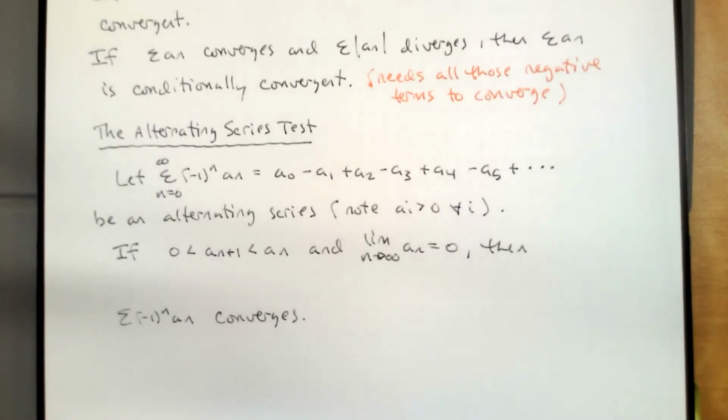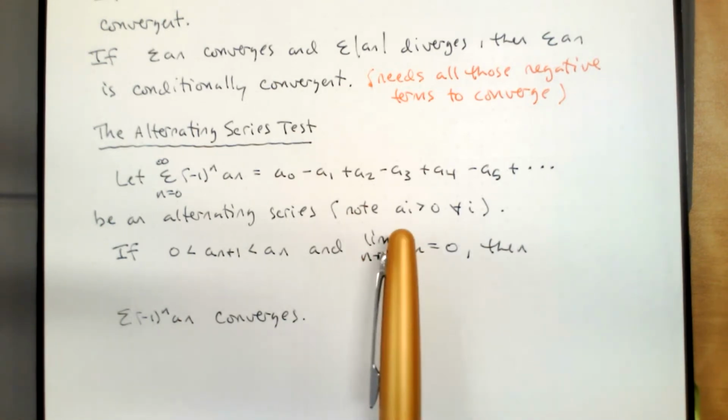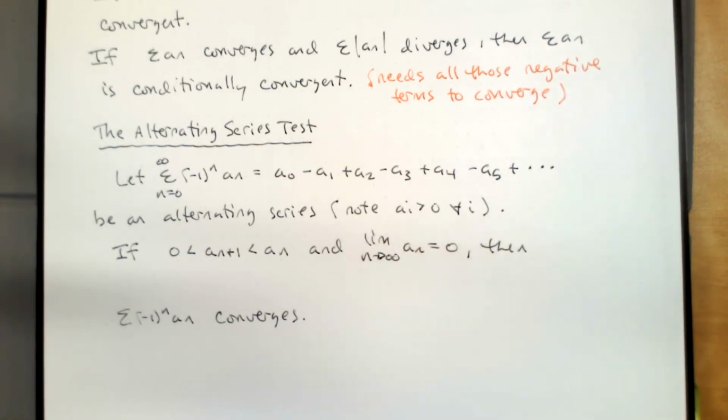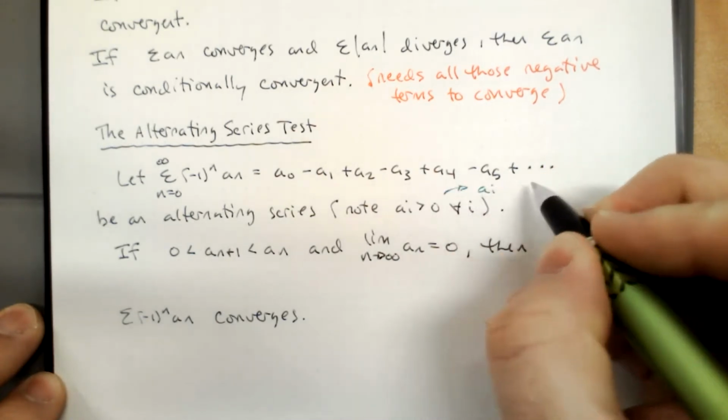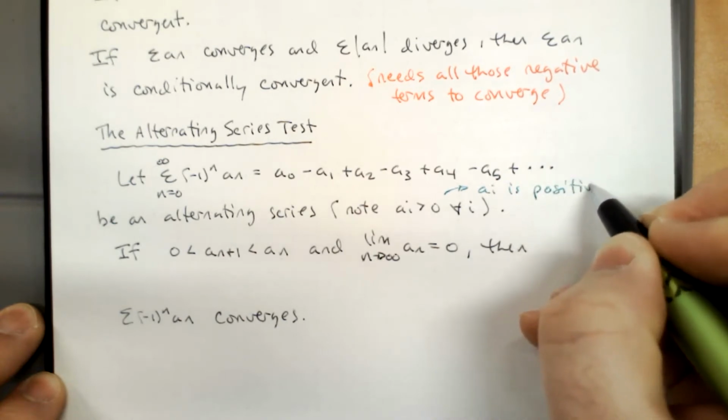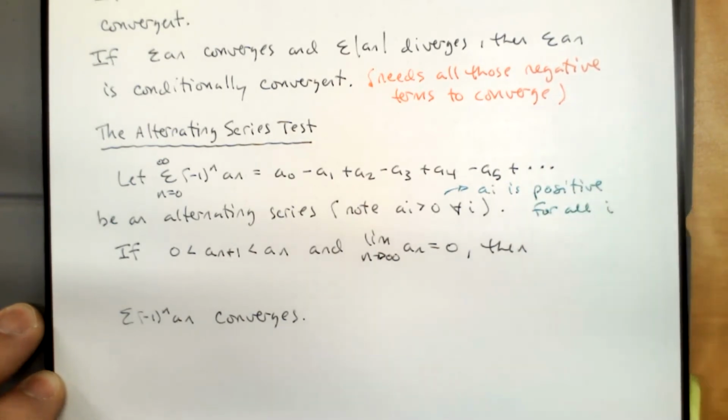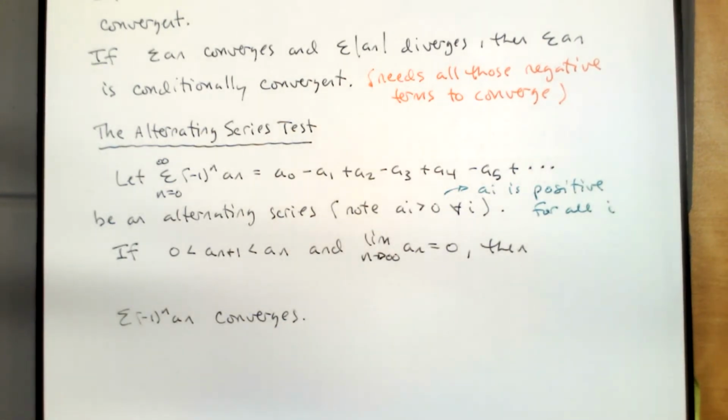Let me show you one. So this says that a_i is positive for all i. So a_i is greater than zero for all i. So this is just to make sure that we have an alternating series. And that all those negatives are coming from the (-1)^n part. So (-1)^n is what we use to make a series alternate. If n is even, then (-1)^n is positive. If n is odd, then (-1)^n is negative.